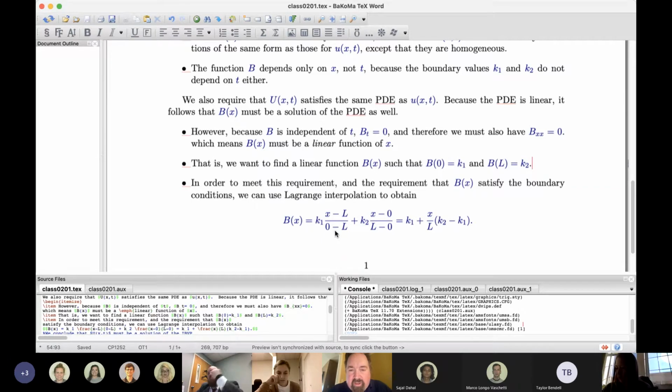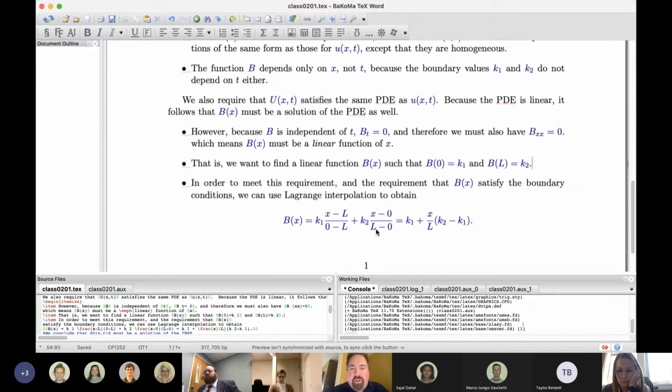And then if I plug in x equal L over here, this fraction goes away. The whole term goes away. If I plug in x equals L over here, everything cancels out and I get 1. So the result is k2. So this is how I can make a function that's equal to k1 when x is 0 and k2 when x is equal to L.